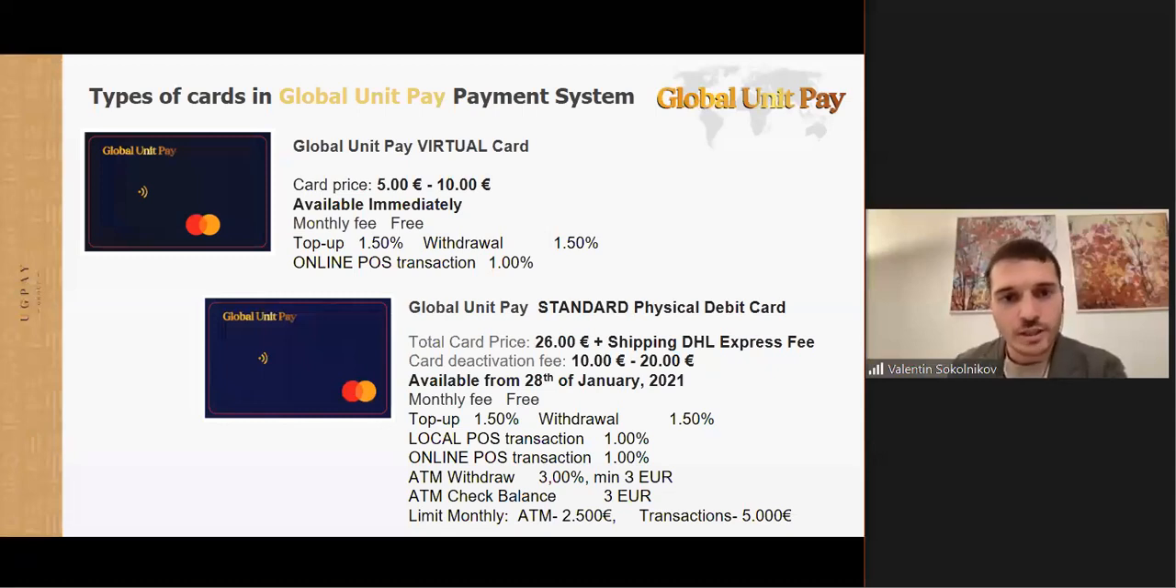But we would like our cards to be designed and branded well. Also, we can create special branded cards for companies that want to work with us. Of course, there will be a limit, like 10,000 cards, but yes, we can do that. As for the virtual card, you can see that the card price is from 5 to 10 euros. The price varies depending on your risk group.